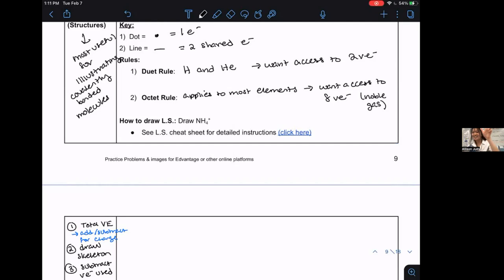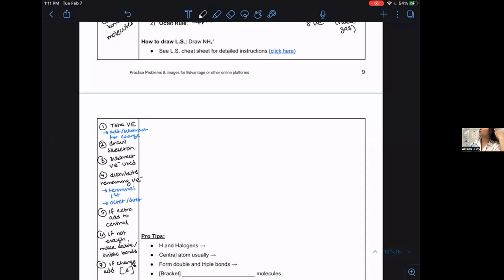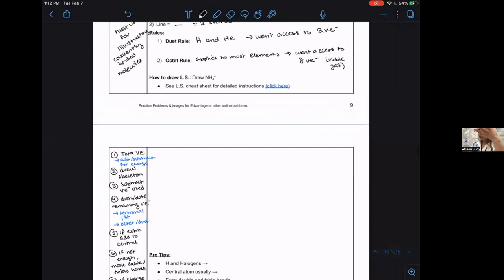S and P, okay? So here are the steps. I have all the steps written out, and there's actually a digital cheat sheet for you. But we're going to go through one. So let's try ammonium. Ammonium is a polyatomic ion that when alone, unbonded, is just characterized as a charged covalent molecule. Step number one for illustrating how they share electrons to create the molecule is to calculate the total valence electrons and add or subtract for a charge.